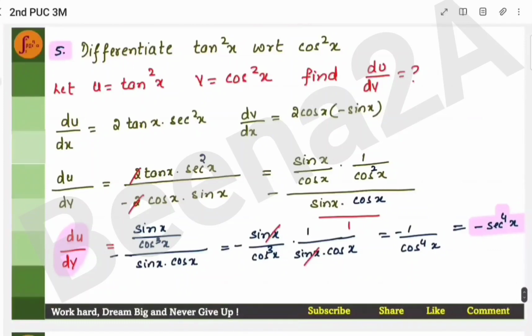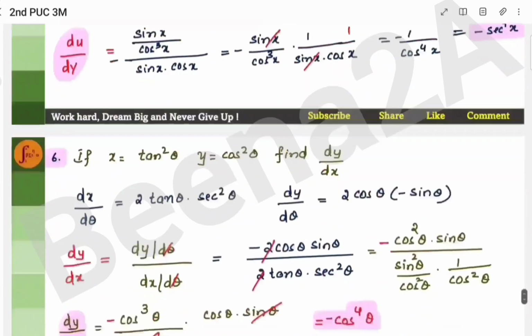Next one, differentiate tan square x with respect to cos square x. Again, assume that u is tan square x, v is cos square x. You have to find du by dv. That is, this should be the numerator function. This should be the denominator function because it's with respect to cos square x. With respect to cos square x means this is the denominator. And what is the denominator? V. So dv. Differentiate this u function, v function, divide it, and you'll get the answer.